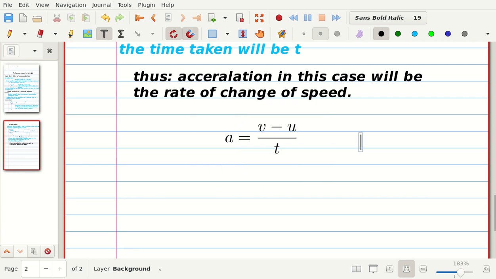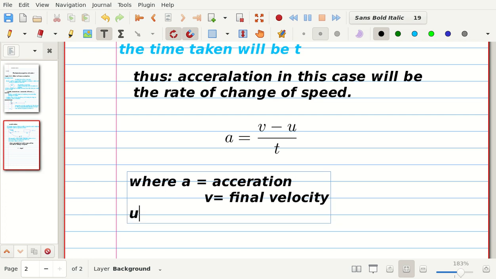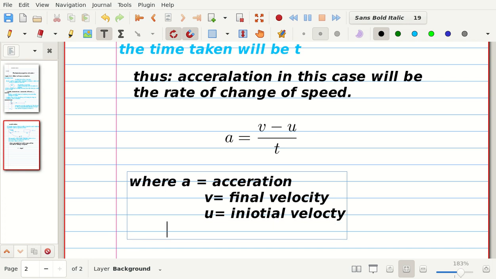So what I've done is get our acceleration, which is A. Here A equals acceleration, V equals final velocity, U equals initial velocity, then T equals time taken.